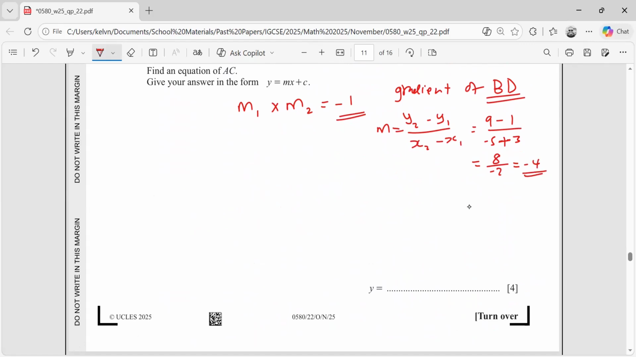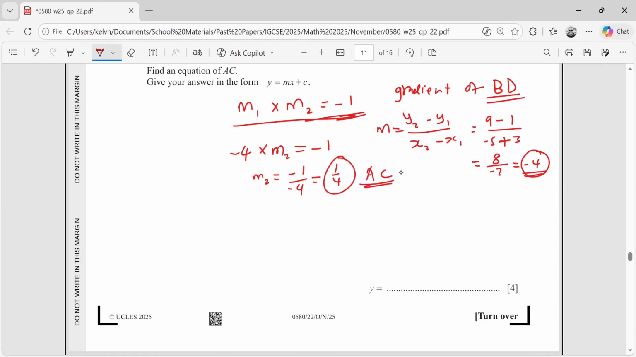So if we have the gradient of BD and we use this formula, we can find the gradient of SC, not BC. If we take BD as gradient M1, I can just write negative 4 here, times M2, which is the gradient of AC, equals negative 1. If you divide both sides by negative 4, you're going to get M2, the gradient of AC, as negative 1 over negative 4, which is 1 over 4. So the gradient of AC is 1 over 4.